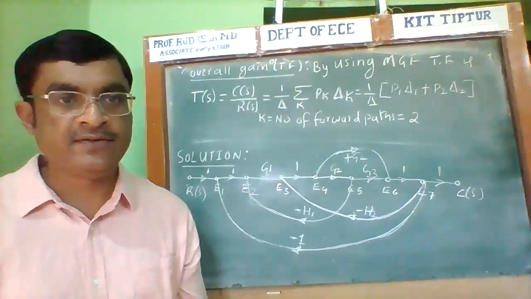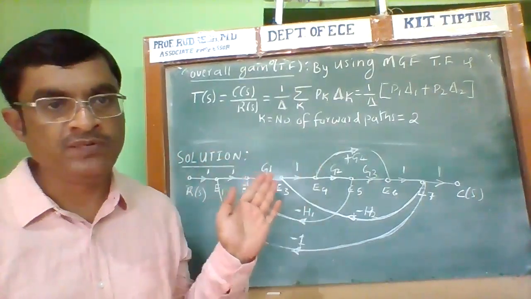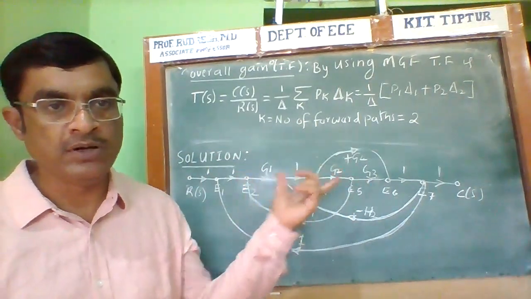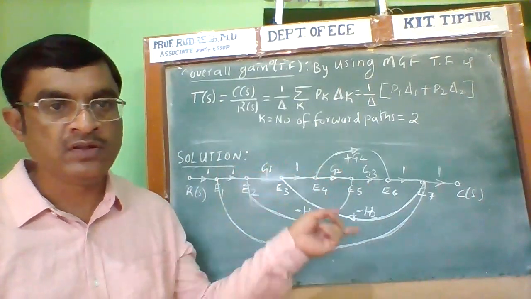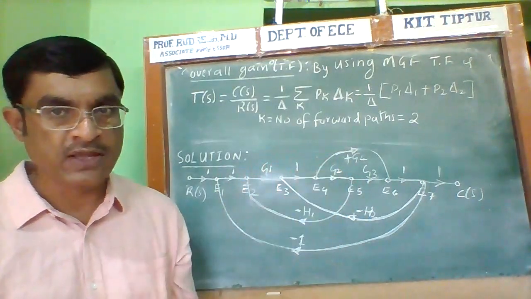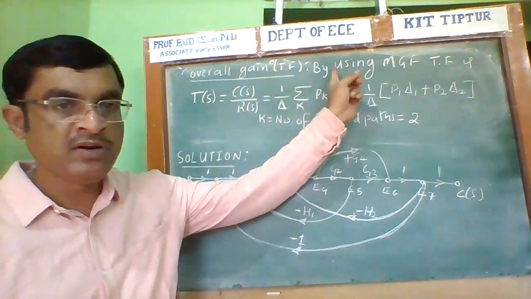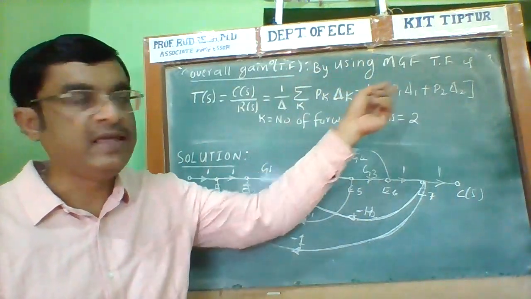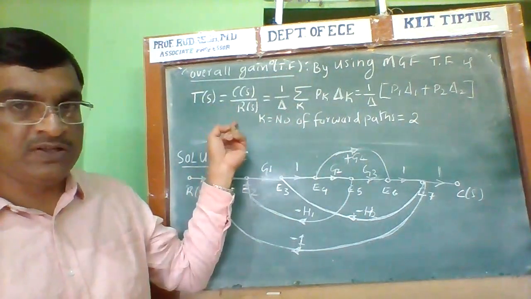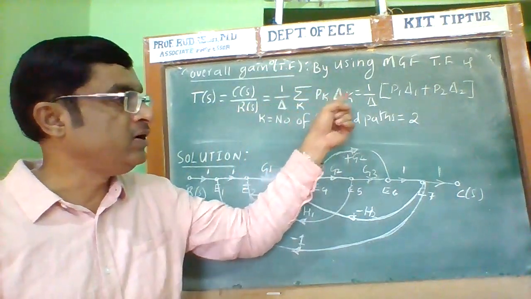In this particular step, we go for writing the overall gain. We go for writing Mason's gain formula. Overall gain of the system represented by a signal flow graph can be calculated by Mason's gain formula. The Mason's gain formula states that the overall gain or transfer function is given by T(S) equal to C(S) divided by R(S) equal to 1 by delta, summation of Pk into delta k.